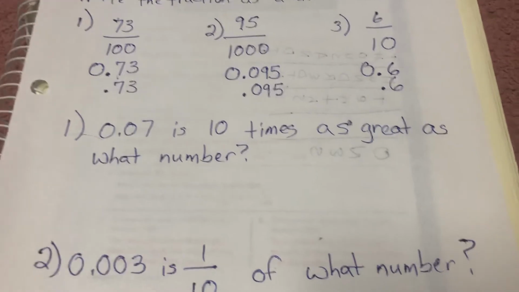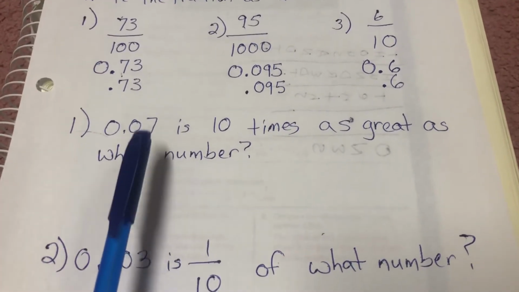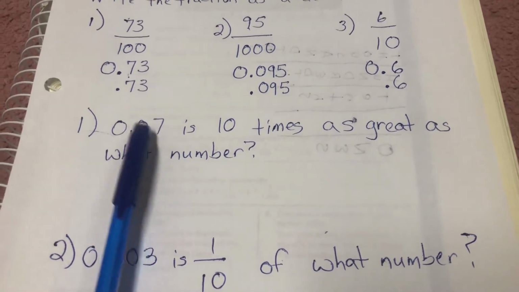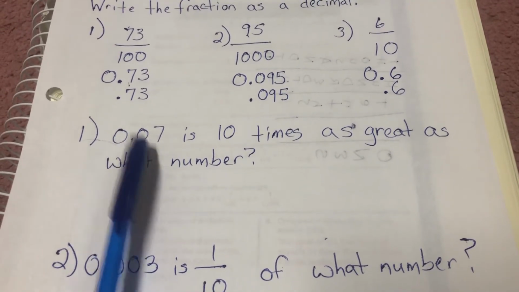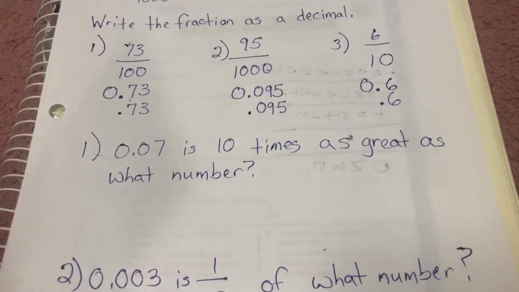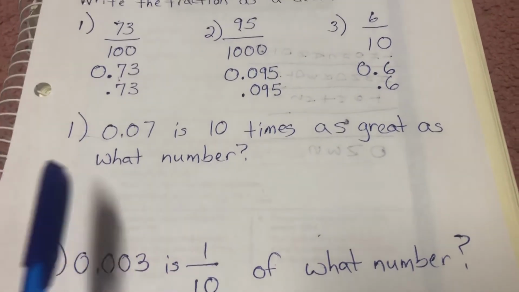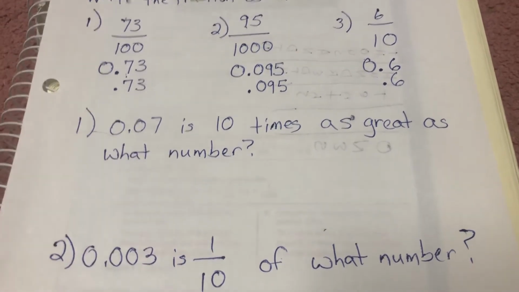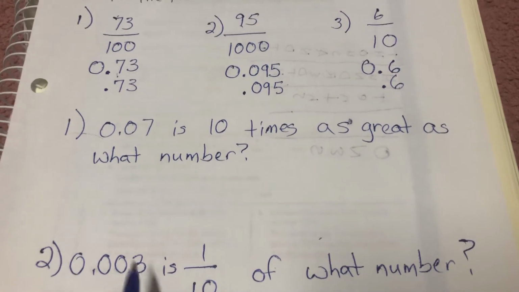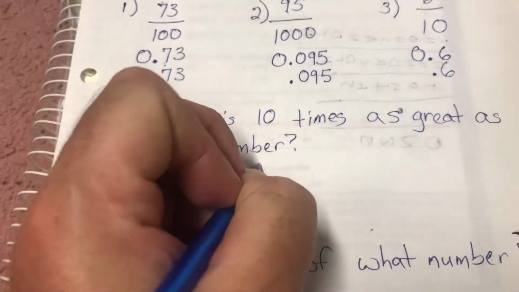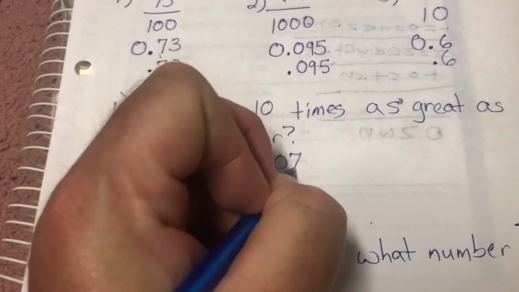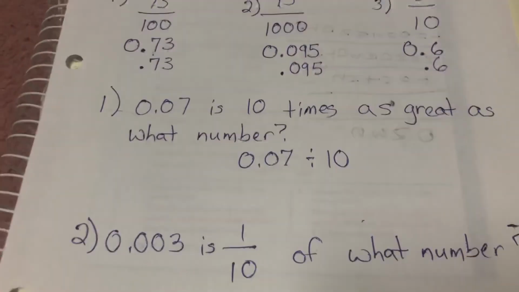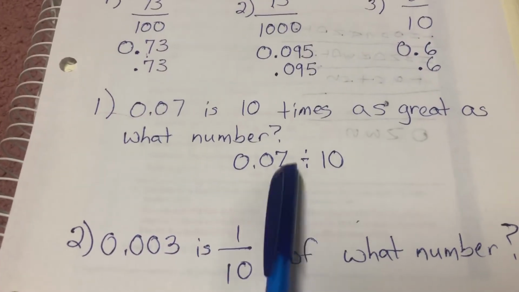Now 10 times as great means that this is the bigger number. This is 10 times as great, so this is the bigger number, which means I'm comparing it to a smaller number. So if this number is my biggest number, and I need to figure out the smaller number, I'm going to be dividing. So it's essentially going to be 0 and 7 hundredths divided by 10. Well, what does that mean? How do I divide this by 10?